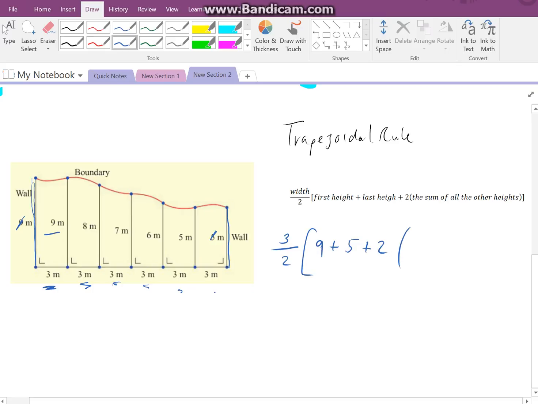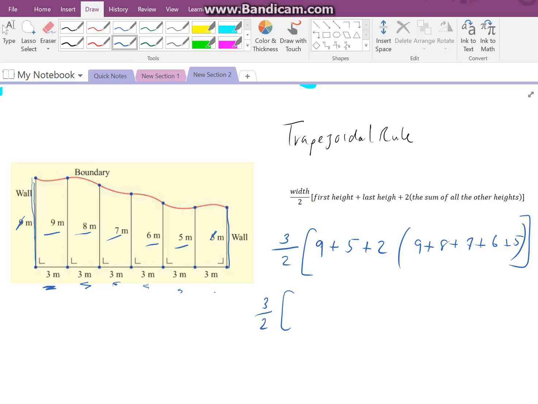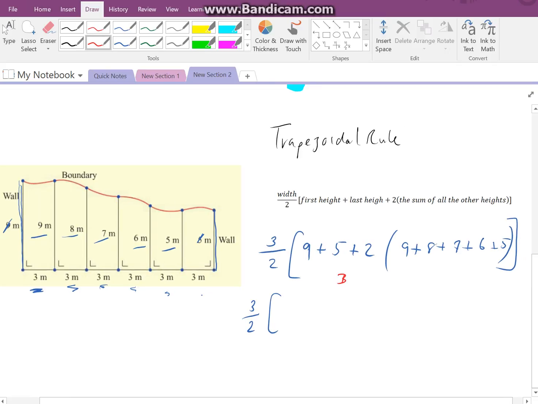So I'm going to add 9 plus 8 plus 7 plus 6 and plus 5. Close my bracket. So I'll have 3 over 2. And here, make sure we use our BOMDAS, okay? So do what's in your brackets first.